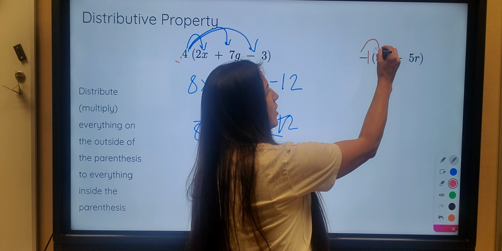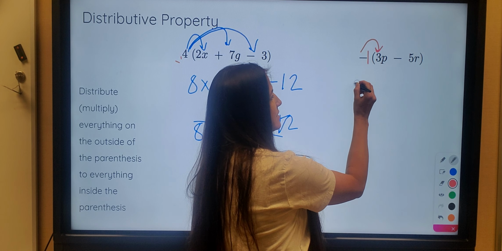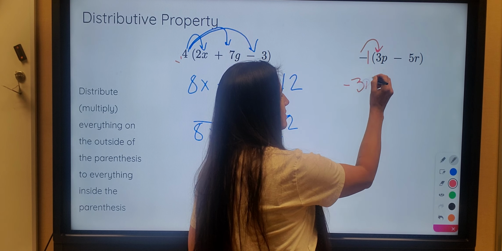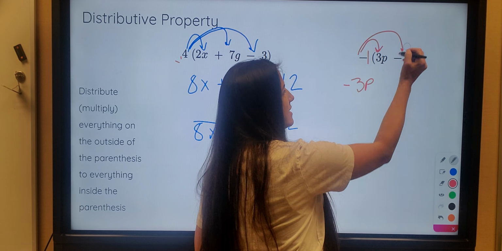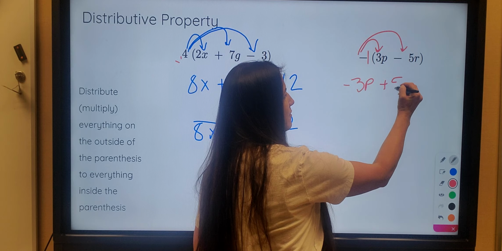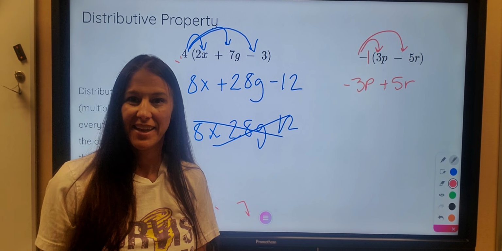So I have negative 1 times a positive 3p is negative 3p. And a negative 1 times a negative 5r is a positive 5r. And that's it.